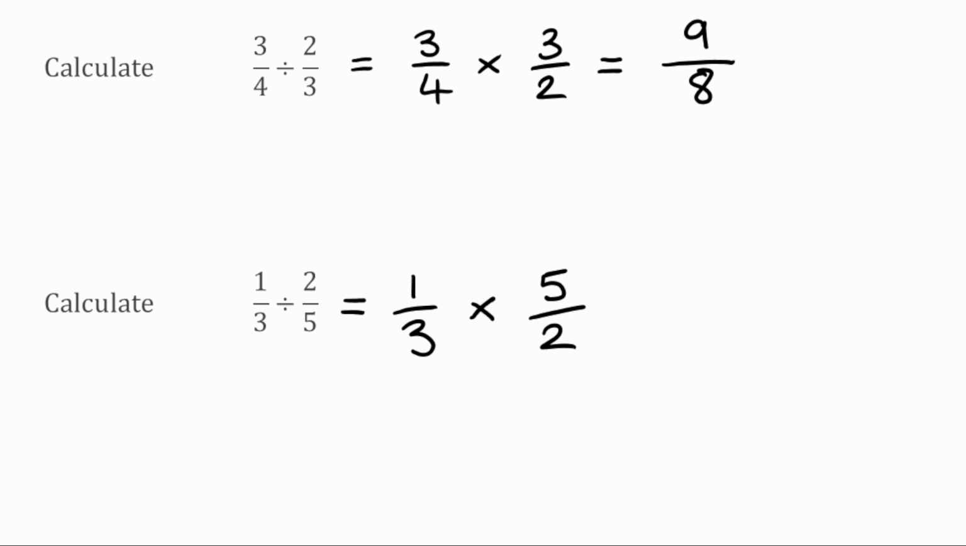So again, before we do this, we want to see if we can simplify. We can't simplify the individual fractions. We can't cross cancel here because we don't have a highest common factor greater than 1, so we're just going to multiply these through. So we do 1 times 5, which gives us 5, and then we do 3 multiplied by 2, which gives us 6. So our answer here would be 5 over 6.